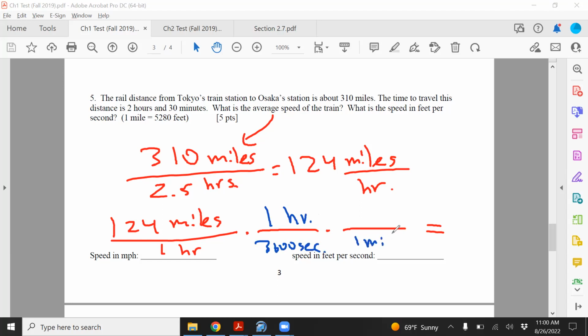Hold on a sec. And then you have 1 mile, which is 5,280 feet. 9 times 2. And that's how you do it. 18 plus 1.